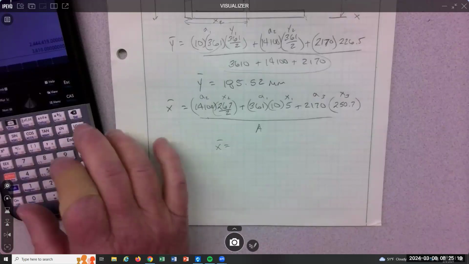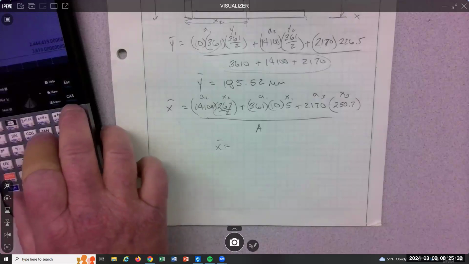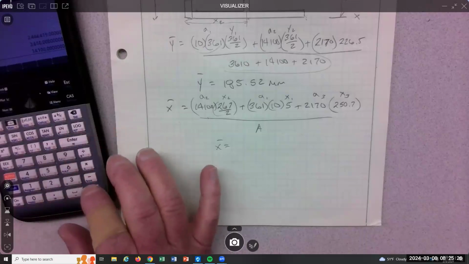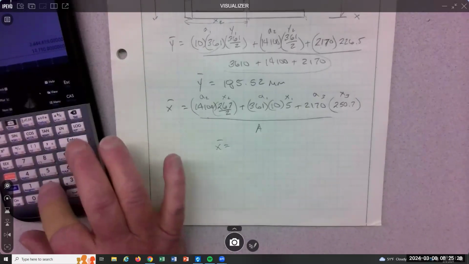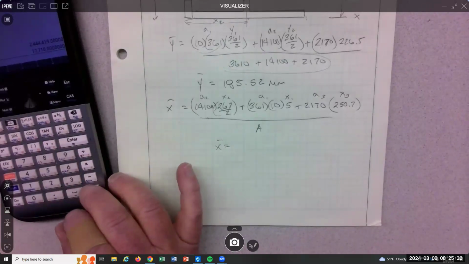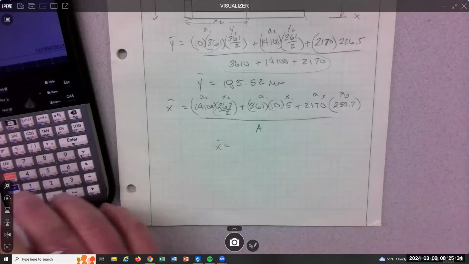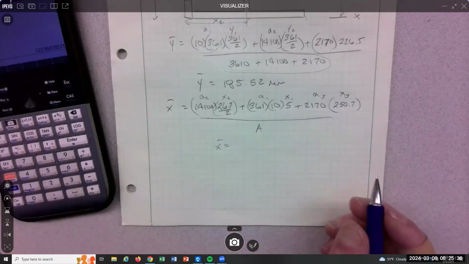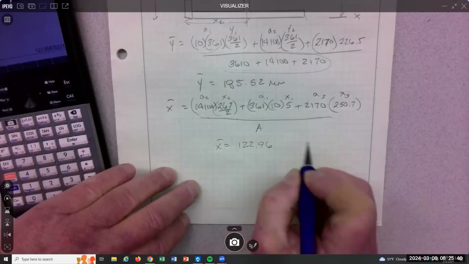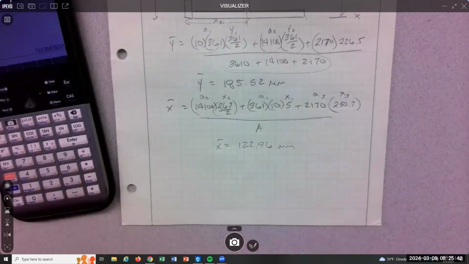Wow, I make a lot of typos, so I'm not super confident I'm gonna get this number. 122.96. I got 125.196, but again, I did it wrong. Anybody else get 122.96? We'll figure that out. That's the way it's wrong.